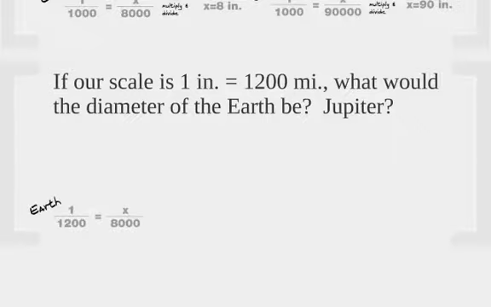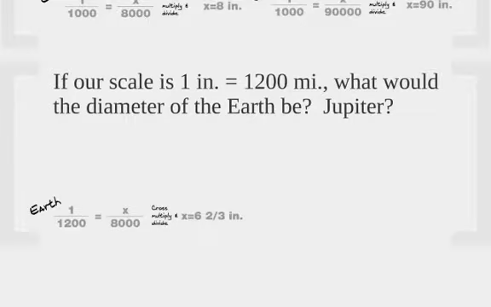All right. Here's how we'd set up Earth. Now this one isn't as easy, is it? Because it's not very nice to go from 1,200 to 8,000. So we have to cross multiply and divide. All right, and we get that x is 6 2/3 inches.